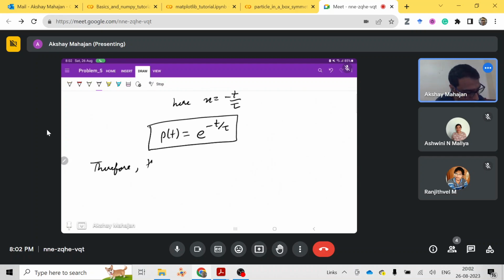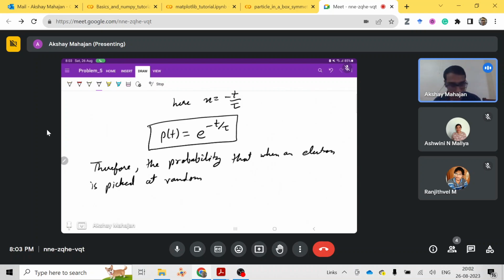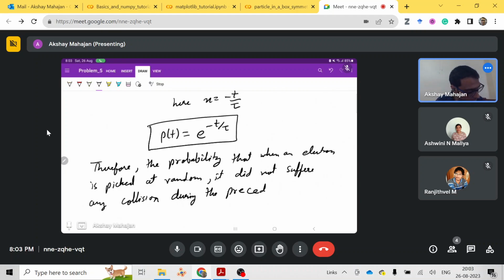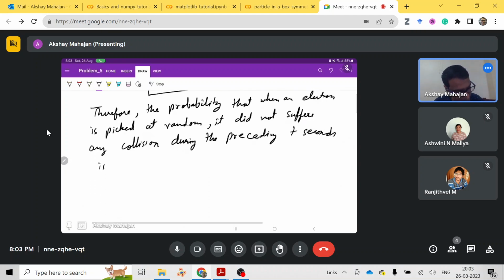the probability that when an electron is picked at random, it did not suffer any collision during the preceding t seconds is p of t equals e to the power minus t by tau.